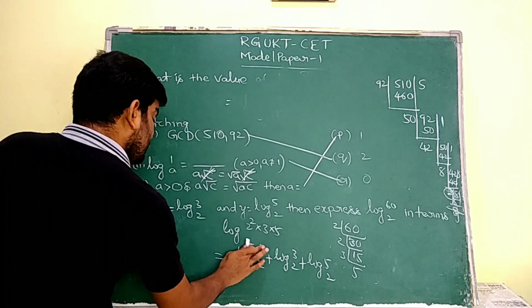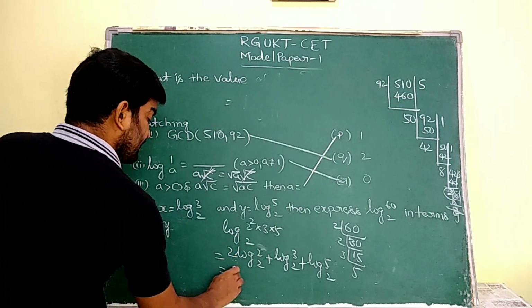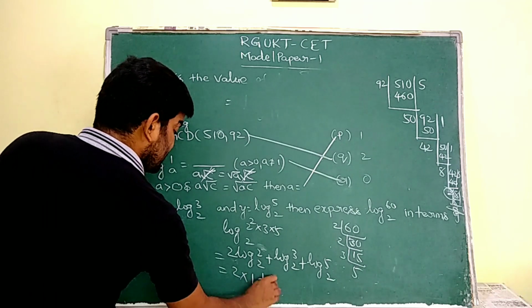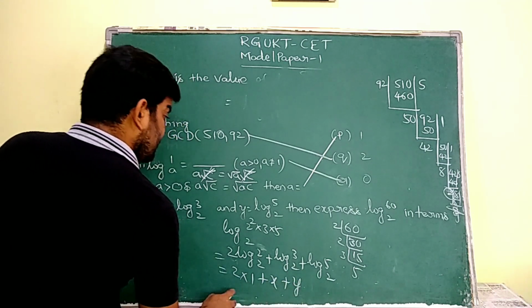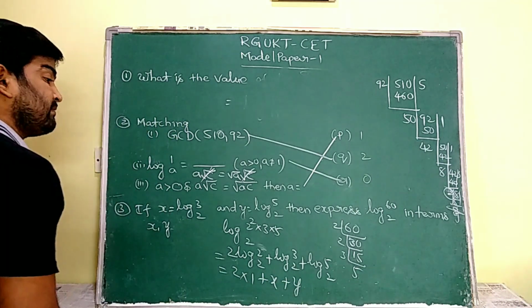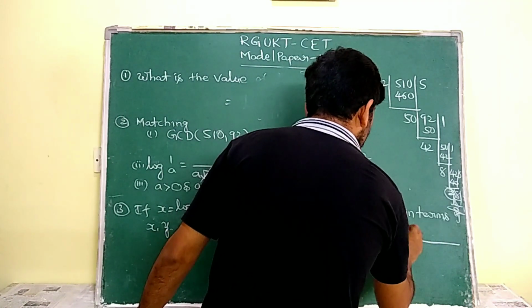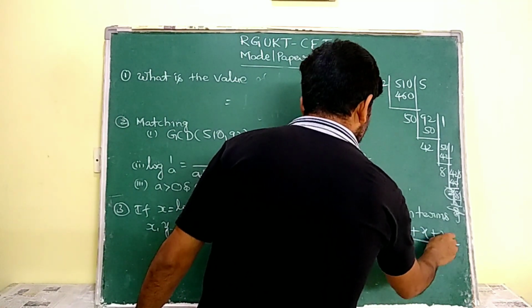From this, the 2 comes outside. Then 2 into 1 it is, plus it is x, plus it is y. That is, its value is what? Here we are going to express this answer as 2 plus x plus y.